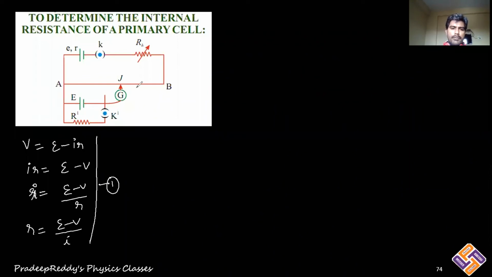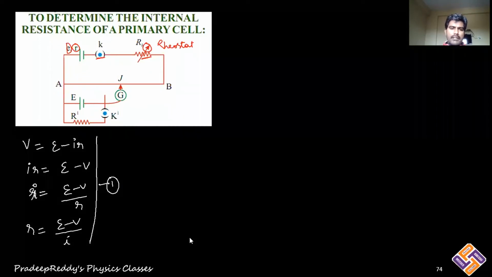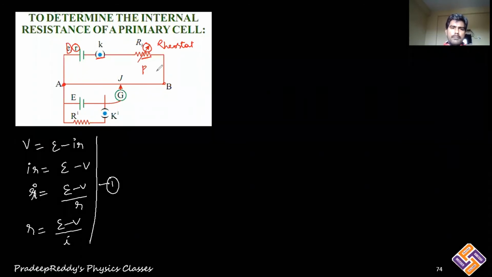Now we have a potentiometer which is connected along with a cell. There is a cell E and its internal resistor R. Here is the key and this is a variable resistor. This arrow mark represents that it is a variable resistor, usually called a rheostat. A rheostat is a resistor which offers variable resistance. AB is the wire. This is the primary circuit, and this is the secondary circuit.